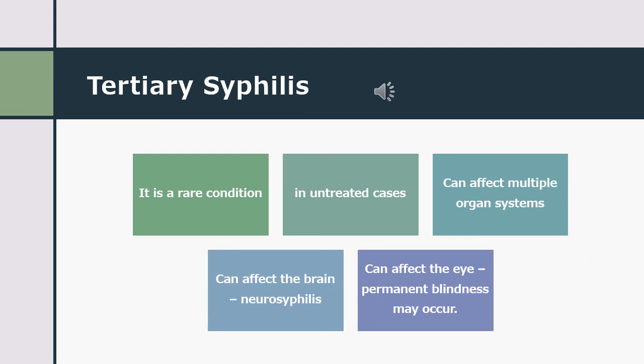Tertiary syphilis. This is a rare condition and is mostly seen in untreated cases. It can affect multiple organ systems including the brain, eyes, heart, blood vessels, liver, bones, and joints. When it affects the brain, it causes neurosyphilis, which results in altered behavior. It can affect the eye and even cause permanent blindness in some cases.